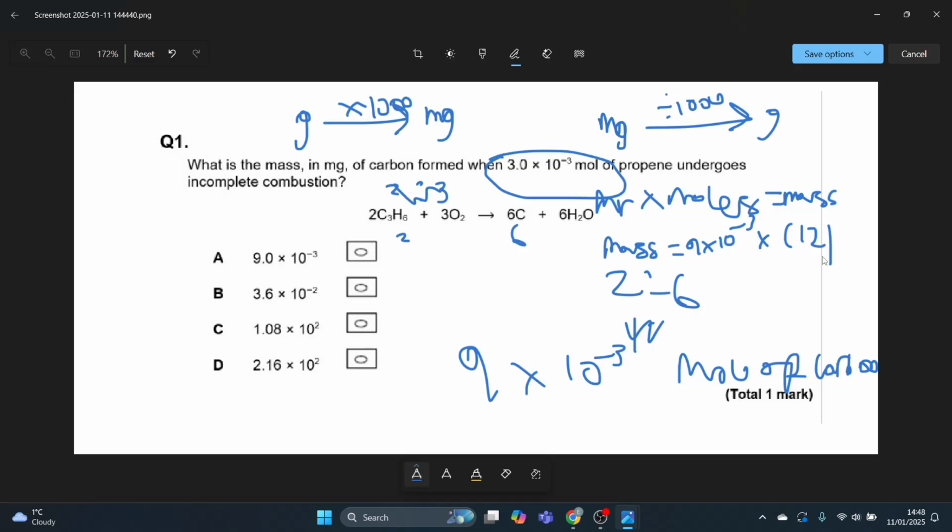But that's in grams, and I want it in milligrams. So I get 0.108 grams, but I want it in milligrams, so I need to times it by 1,000. So that's 108 milligrams, which is C.